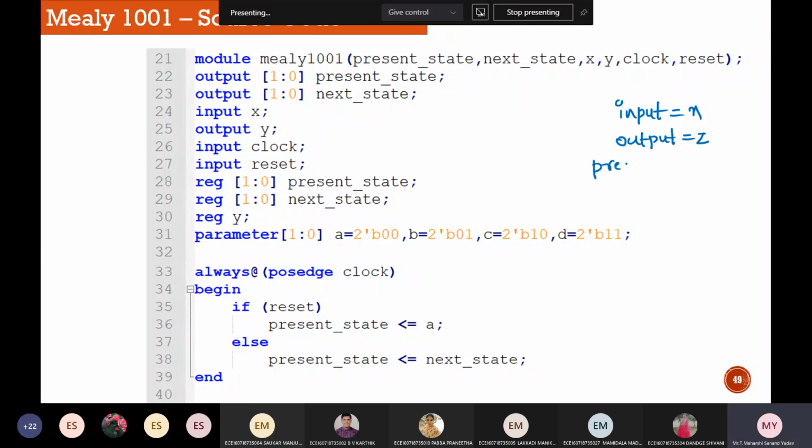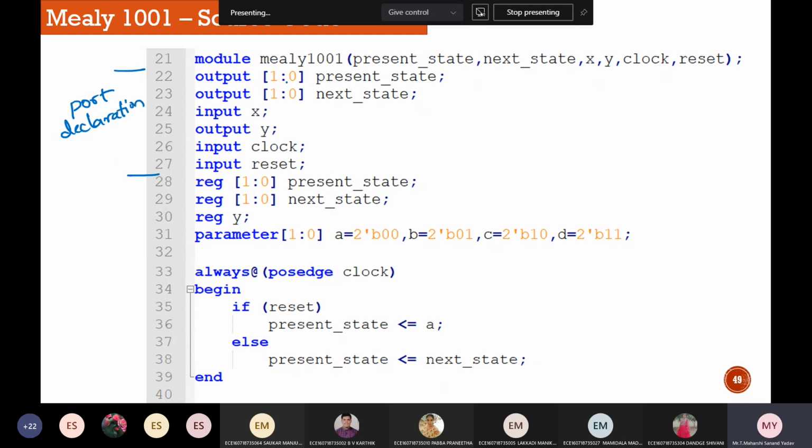What about present state and next state? Present state is denoted with small y. Next state is denoted with capital Y. Okay, either you can follow this sequence or else your wish. Any variables you can use. But in problems we'll use this sequence only: X, y, capital Y and Z. So Mealy: present state, next state, input is X, y, clock and reset. So here comes the port declaration. Till here is the port declaration.